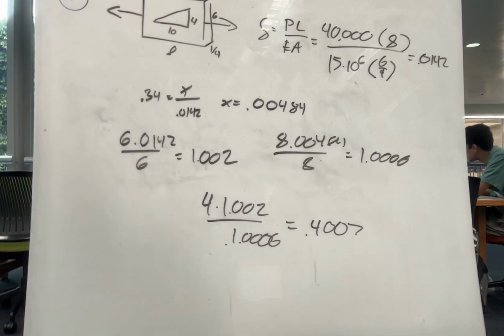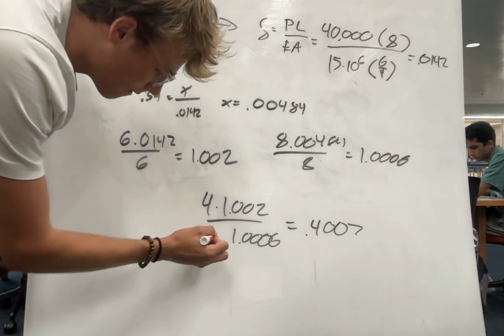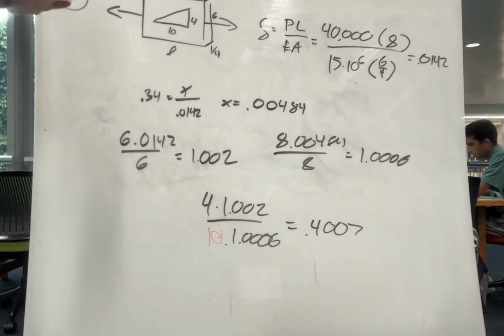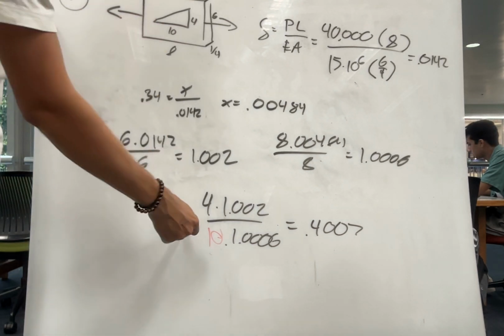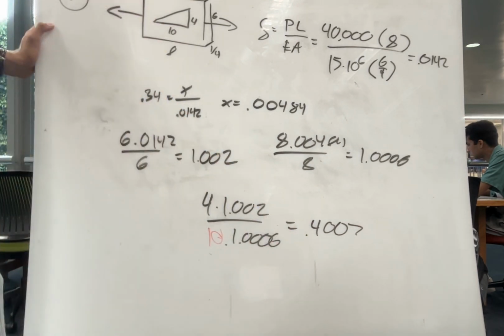Let me get a marker. Putting that in for our triangle right here to find the new slope, we get 0.4007. Okay. But yeah, now I got a question.